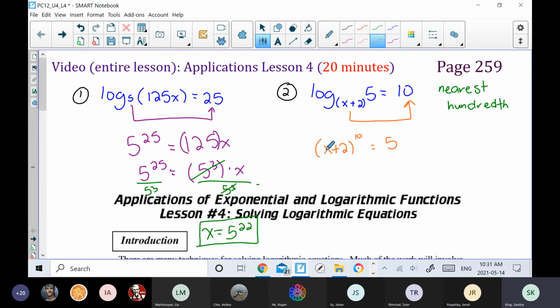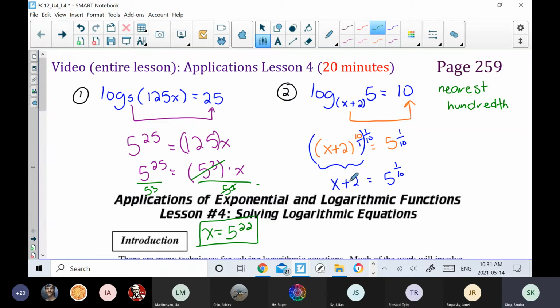We need to eventually get this x by itself. So I need to get rid of this to the power of 10. So how do we get rid of that? What can you multiply this by to get rid of that? You can multiply it by the reciprocal, which would be 1/10. If I raise this to the power of 1/10, I have to raise this guy to the power of 1/10. And then what happens is this becomes 10 over 10, which is just 1. I would be left with x plus 2 is equal to 5 to the power of 1/10.